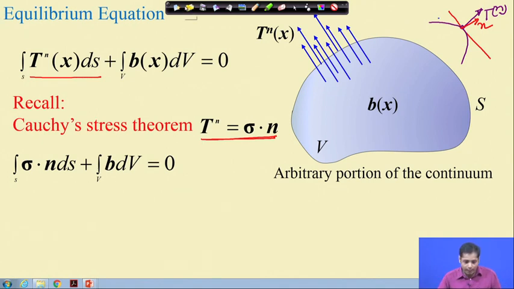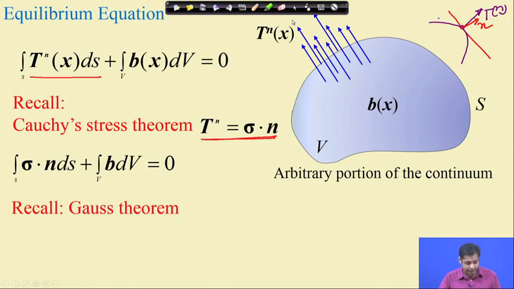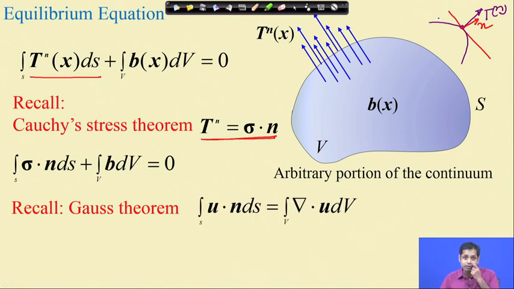Now, another important theorem that we have discussed in the very first week is the Gauss theorem, the divergence theorem. What it essentially tells you is how the surface integral of any object can be projected onto a volume integral, or the volume integral can be projected onto the surface integral, like this.